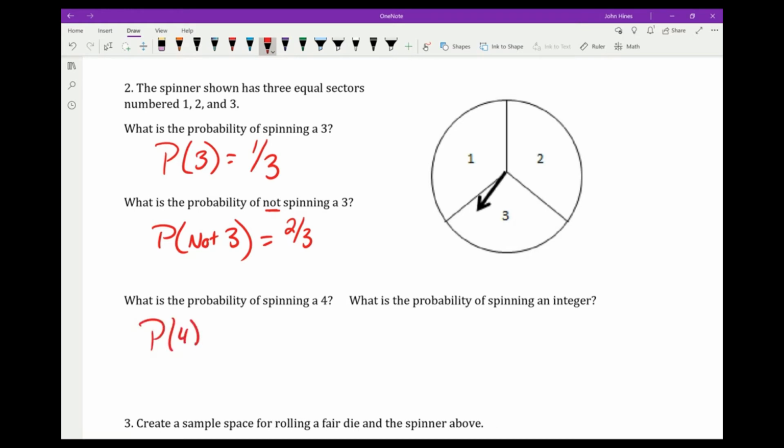What's the probability of me spinning a 4? 0. A probability of 0 means something will never happen. If I have a probability of something being 0, that means it will never occur.